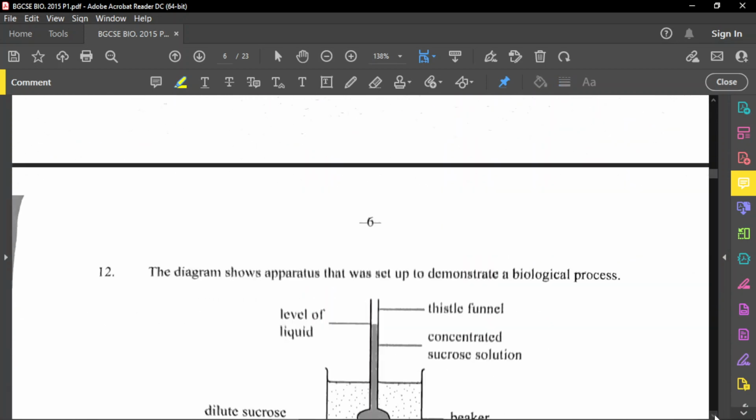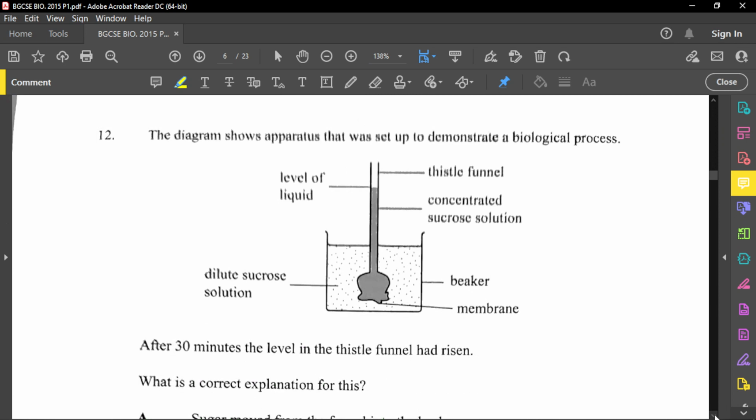All right, so let's go into question number 12. For question number 12, the diagram shows apparatus that was set up to demonstrate a biological process. We have the level of liquid in the tissue funnel. We have concentrated sucrose solution, and this is key information here. Here we have dilute sucrose solution in the beaker, and we have a membrane.